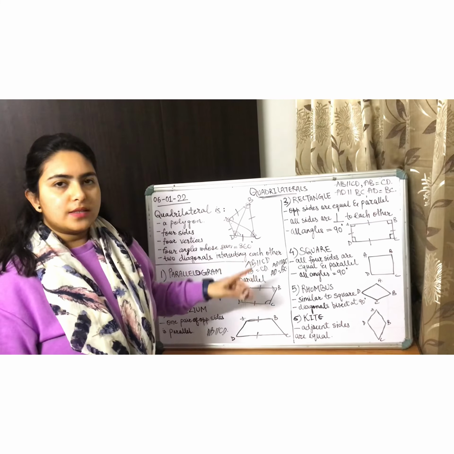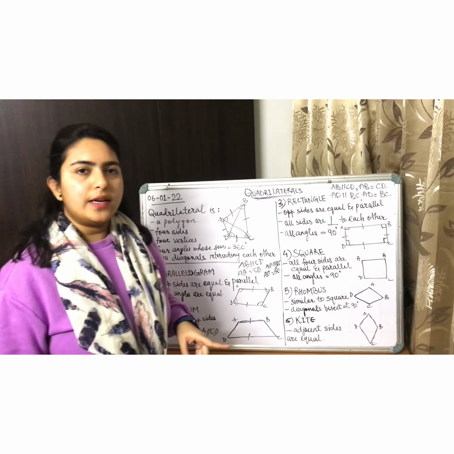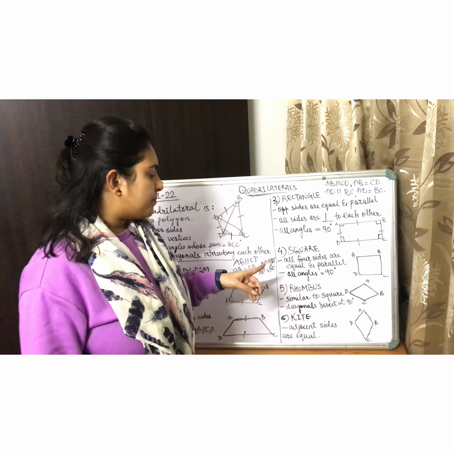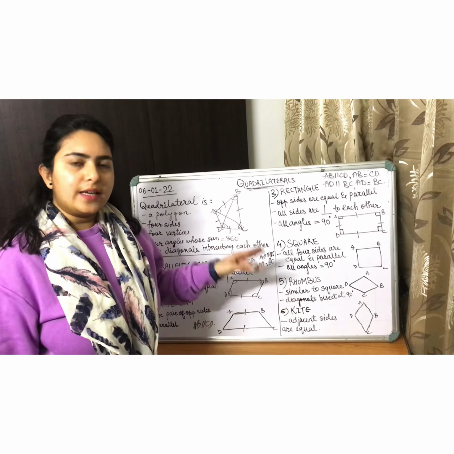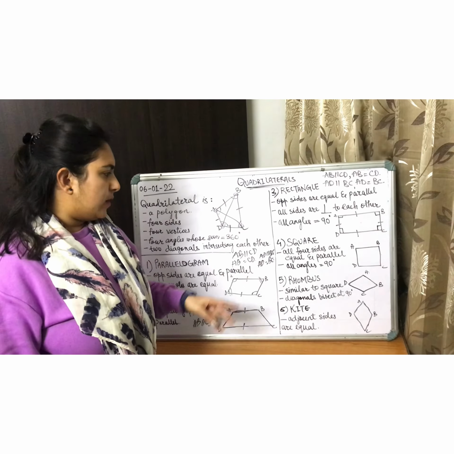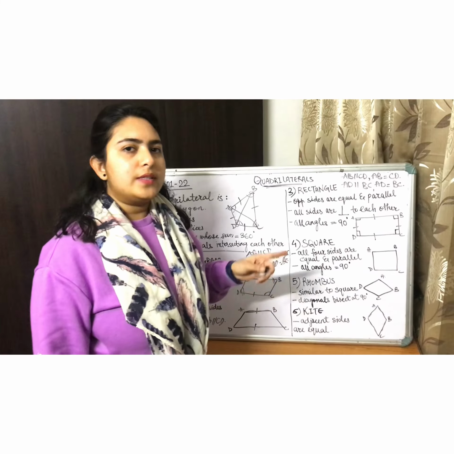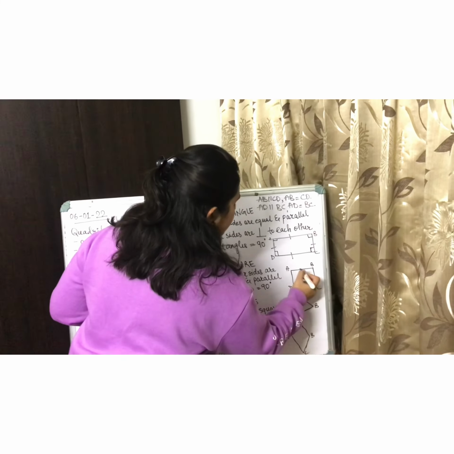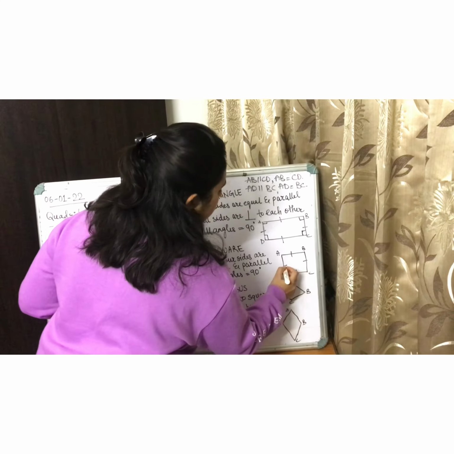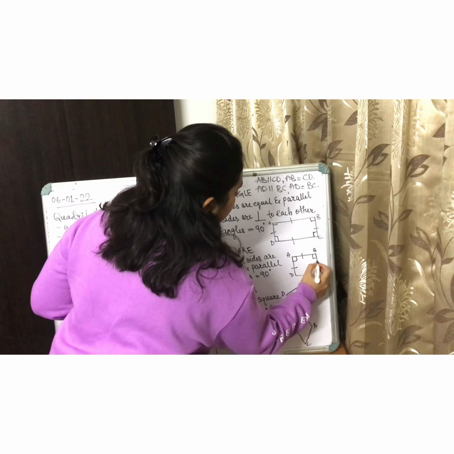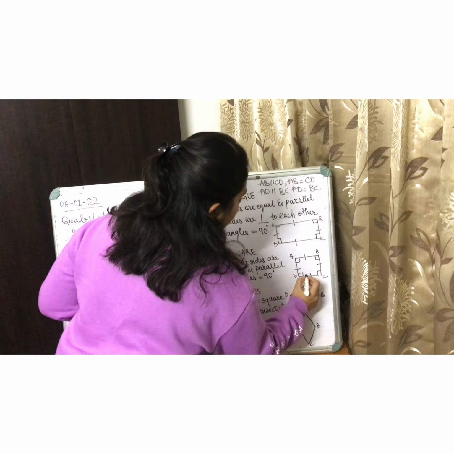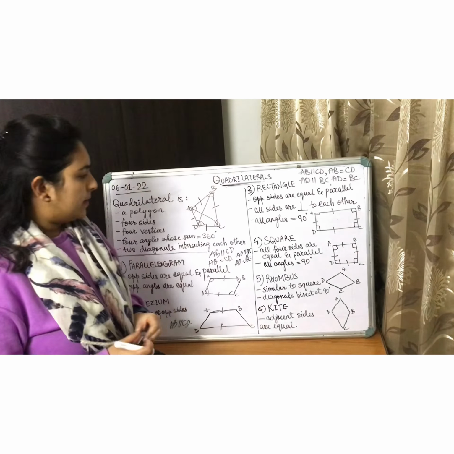The next one is a square. A square is a quadrilateral that has four sides and all these four sides are equal and parallel to each other, and all the angles of a square will also always be 90 degrees. So all these sides are equal and all the angles are perpendicular to each other, that is 90 degrees.